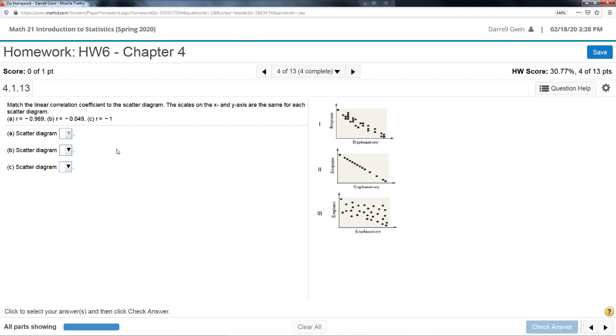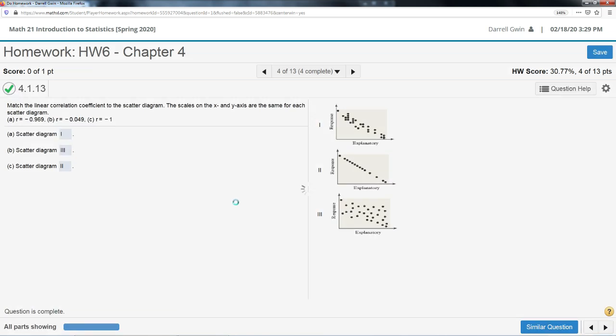Next. Okay, so this one is a perfect -1, which is C. Oh, C is 2. Number 1 is going to be A, and of course leftovers. Next question.